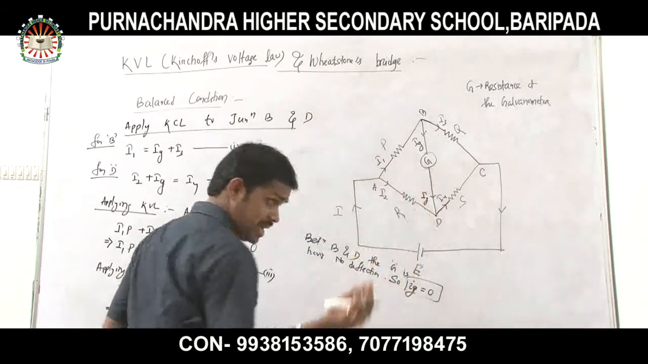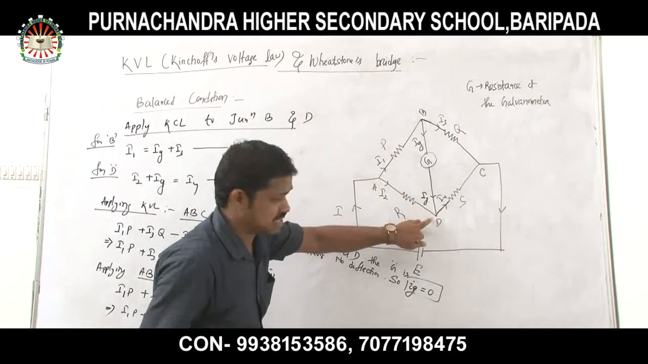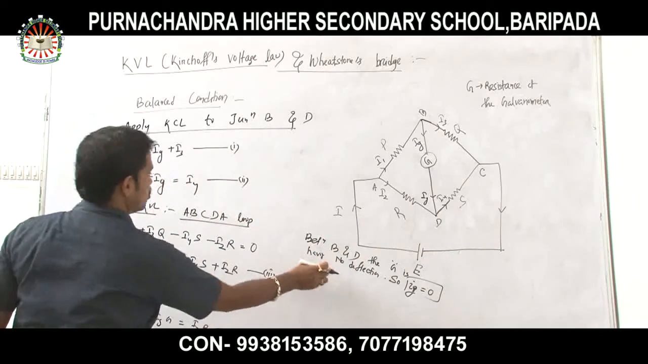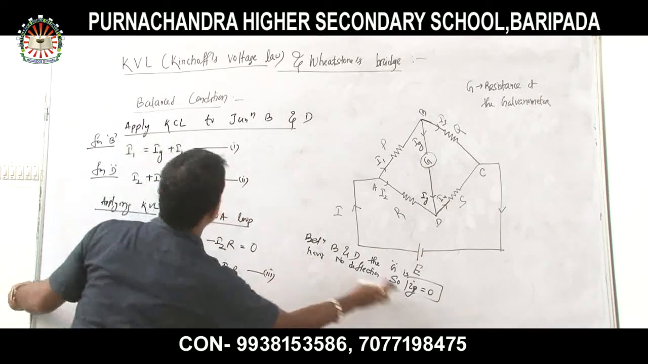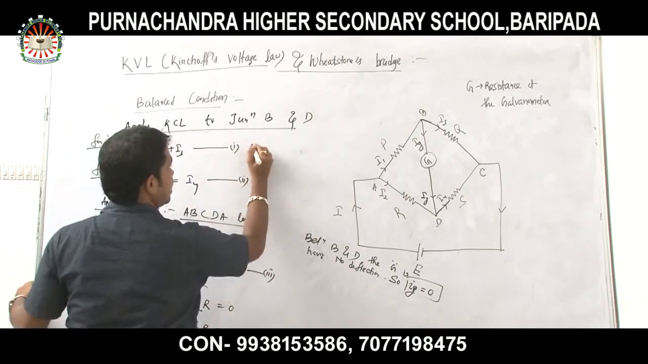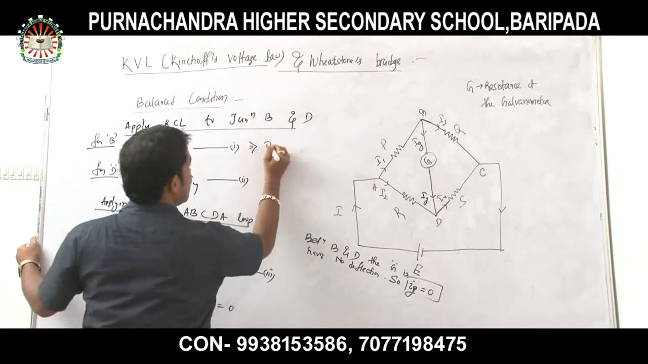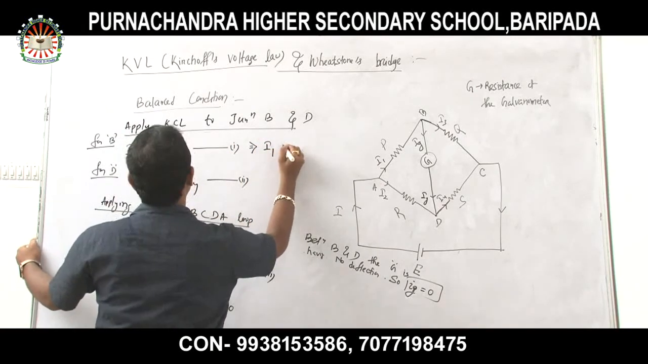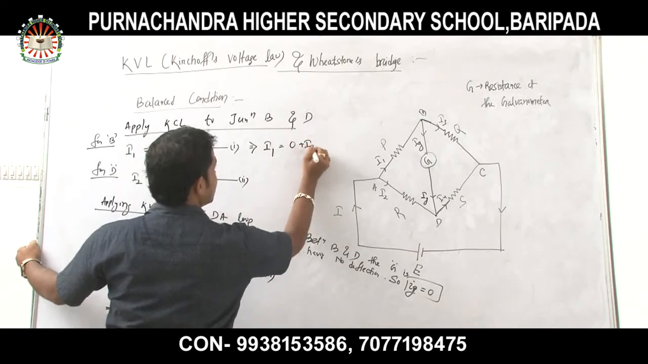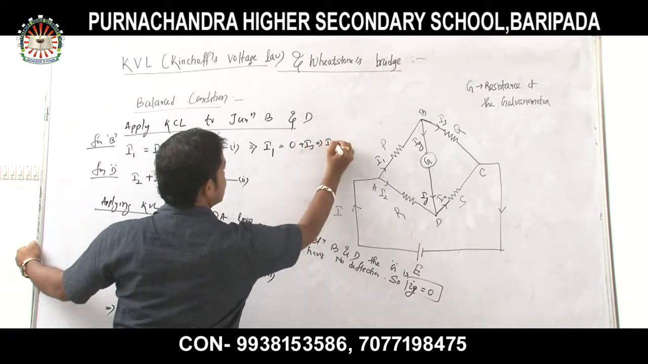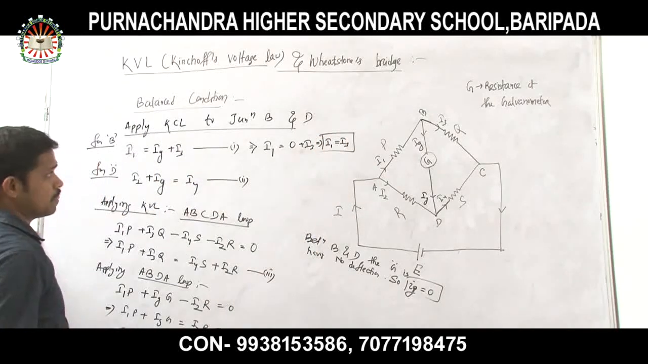So this can be neglected. Let us put the IG value here. Look very carefully. IG is equal to 0, so I can write I1 is equal to 0 plus I3. So that implies I1 is equal to I3. I'll put a box around it.